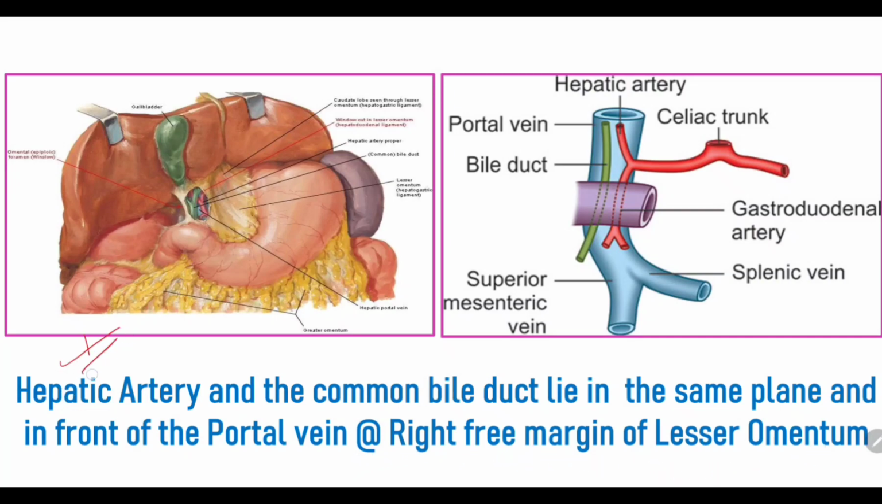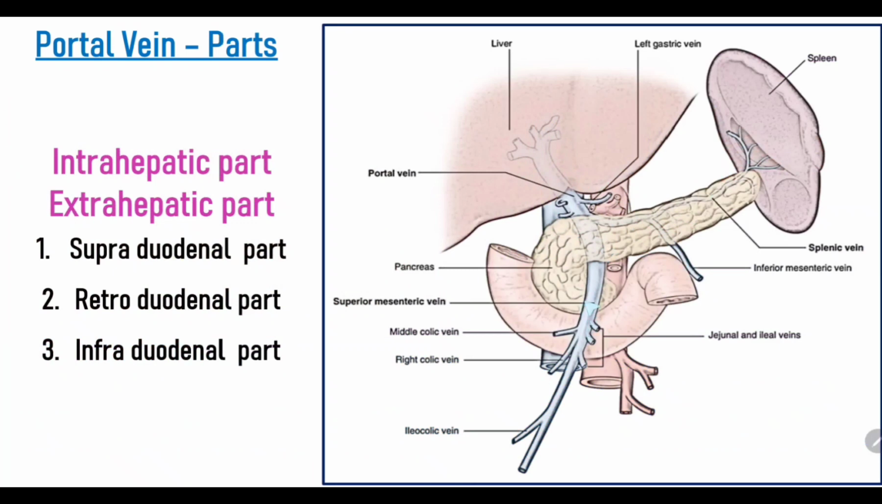Remember this concept. Now, again, the portal vein can be divided into intrahepatic part and extrahepatic part. The portal vein after formation goes towards the liver and goes inside the liver. The part which is inside the liver is the intrahepatic part, and the part below is the extrahepatic part.